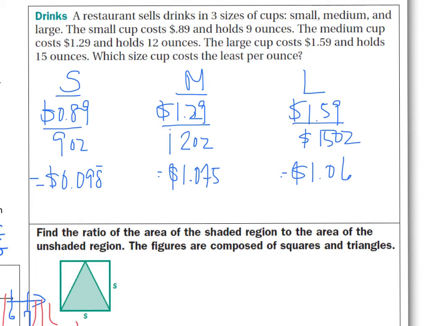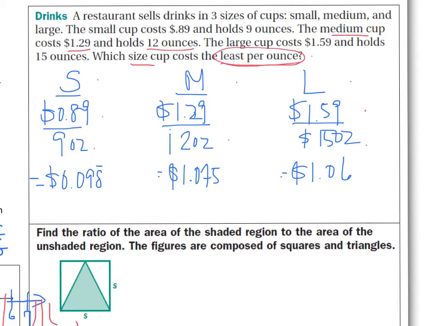Okay, for the first word problem, drinks. A restaurant sells drinks in 3 sizes of cups: small, medium, and large. I already listed all the information down beforehand to save time. So the small cup costs 89 cents per 9 ounces, the medium cup costs $1.29 per 12 ounces, and the large cup costs $1.59 and holds 15 ounces. And the question is, which size cup costs the least per ounce?